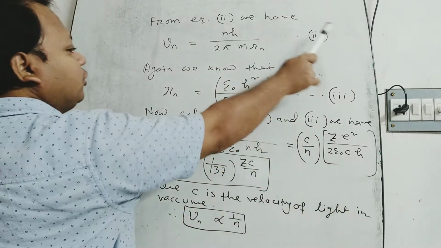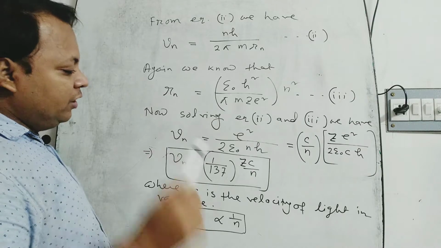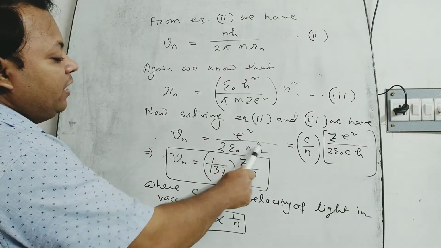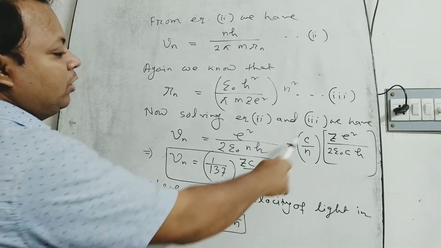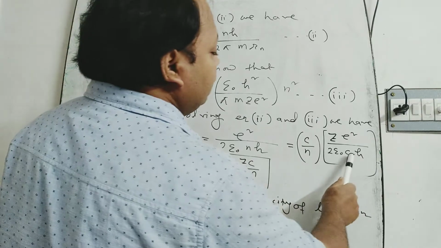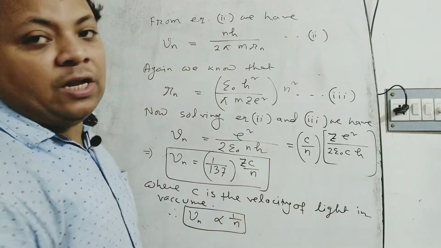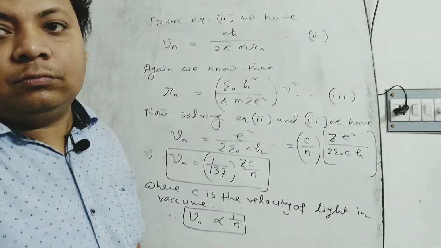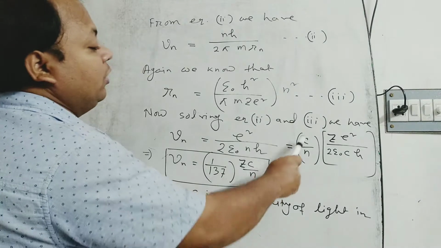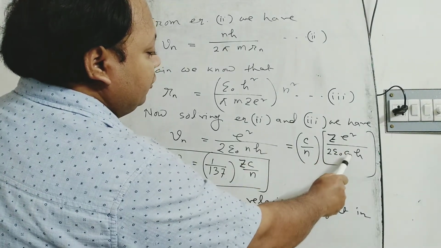Now solving equation 2 and 3, we have v_n is equal to small e square by 2 epsilon 0 nh. This is equal to c by n into Z small e square by 2 epsilon 0 ch. Here c is the velocity of light in vacuum. That is, v_n is equal to c by n into Z small e square by 2 epsilon 0 ch.